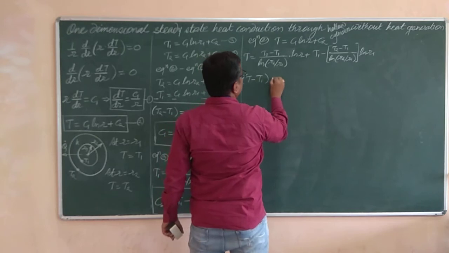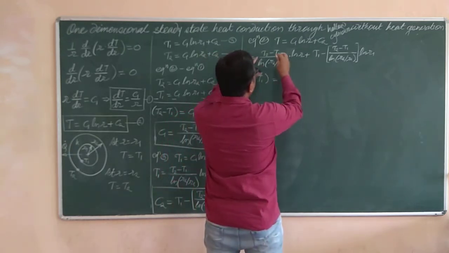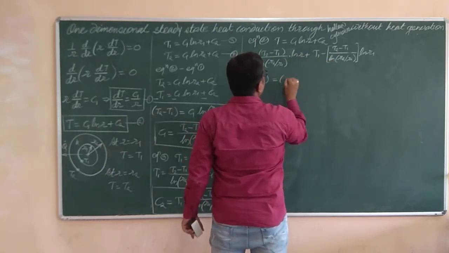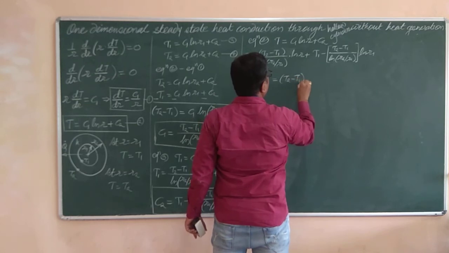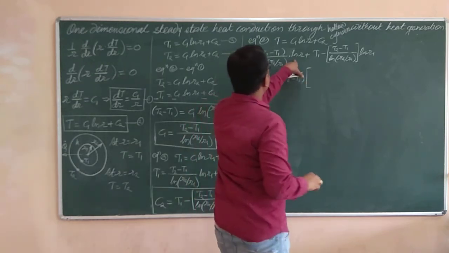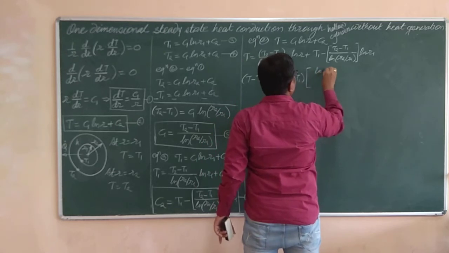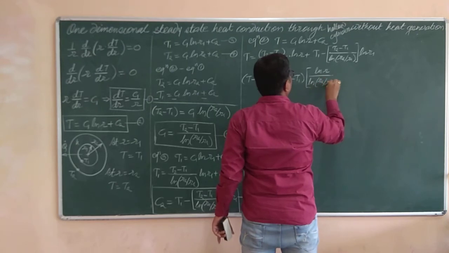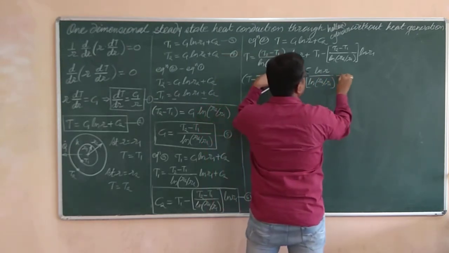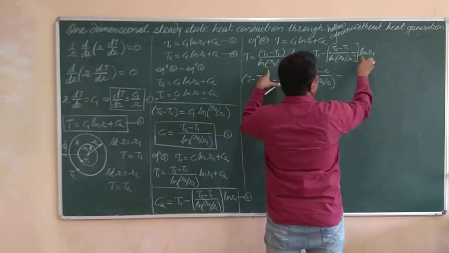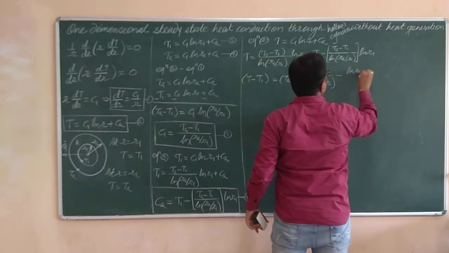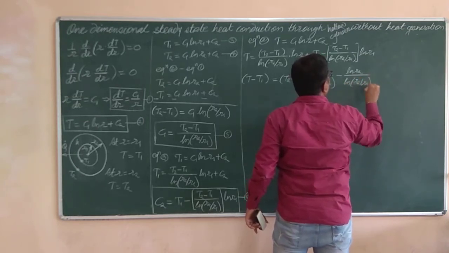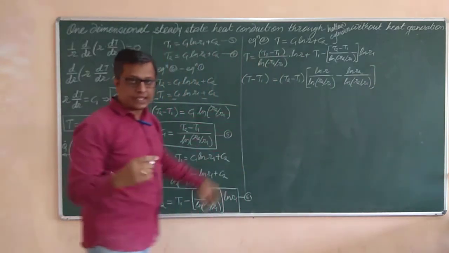Whereas on the right hand side, if we take T2 minus T1 as common from these two, what will remain? Inside the large bracket, the first term will be the natural log of R divided by the natural log of R2 by R1, this term as it is, minus, this we have already taken outside, the natural log of R2 divided by the natural log of R2 by R1.